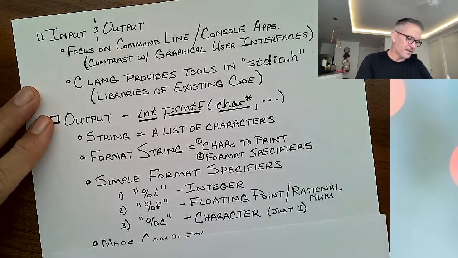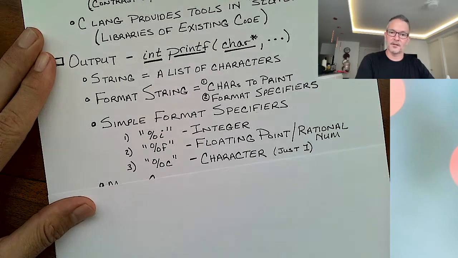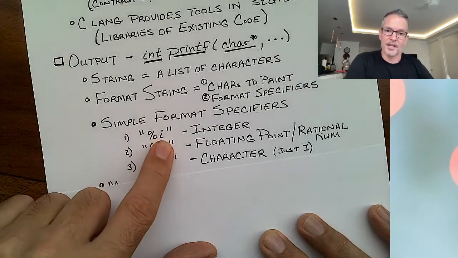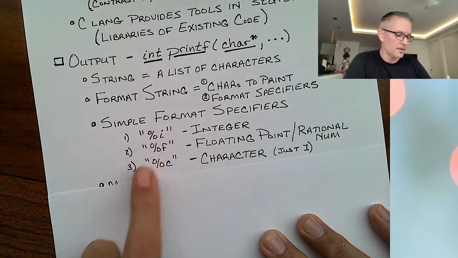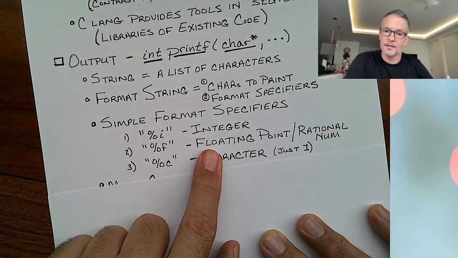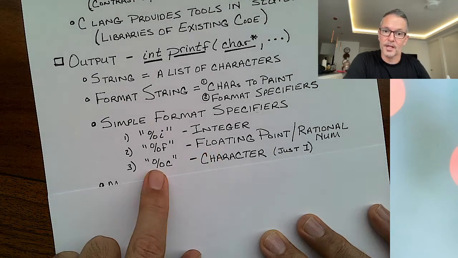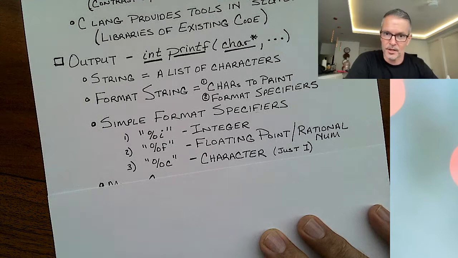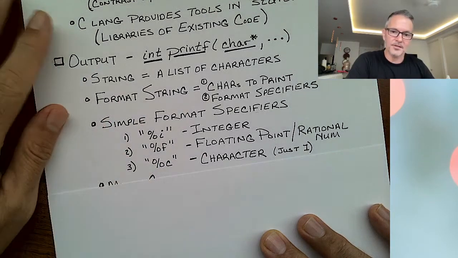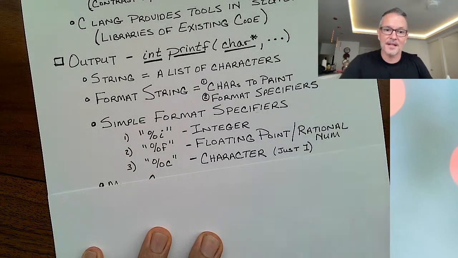So some really simple format specifiers are %i, hey, print an integer to the screen; %f, do a floating point number to the screen; and %c, do just one character to the screen. After the format string, we actually specify where we want the computer to get this value from.